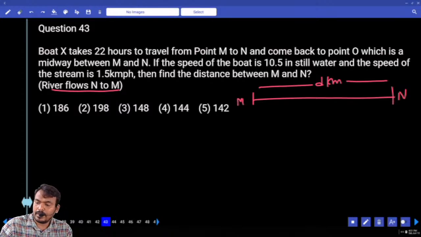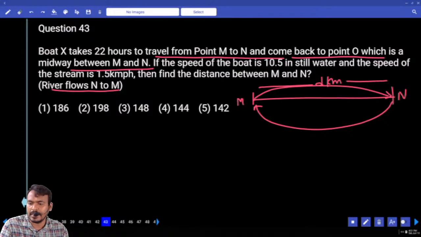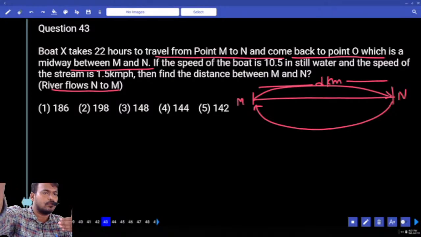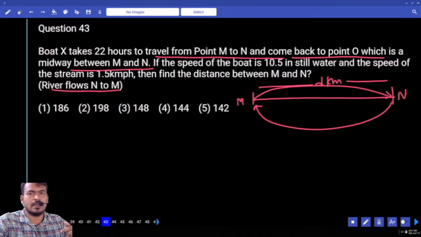Boat is moving from M to N, but river is moving N to M. Means which direction? Opposite direction. Upstream or downstream? Upstream. Means the boat travels from point M to N, and comes back to point O, which is midway between M and N. First of all, it travels M to N, the boat is moving M to N, but the river is moving from N to M. Which direction? Opposite direction. Means relative speed. Upstream or downstream? Upstream speed.